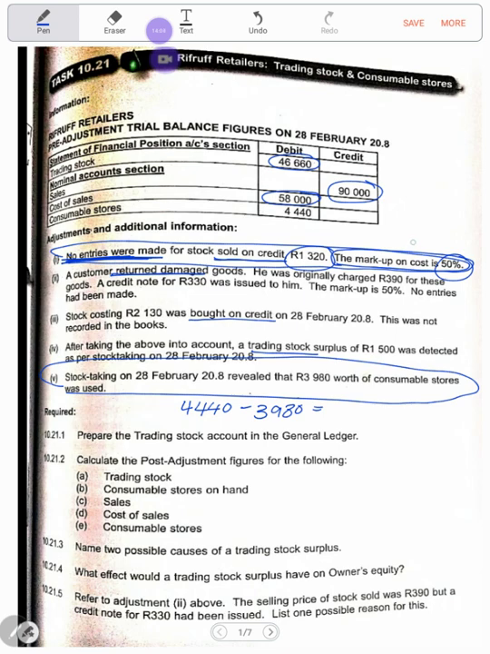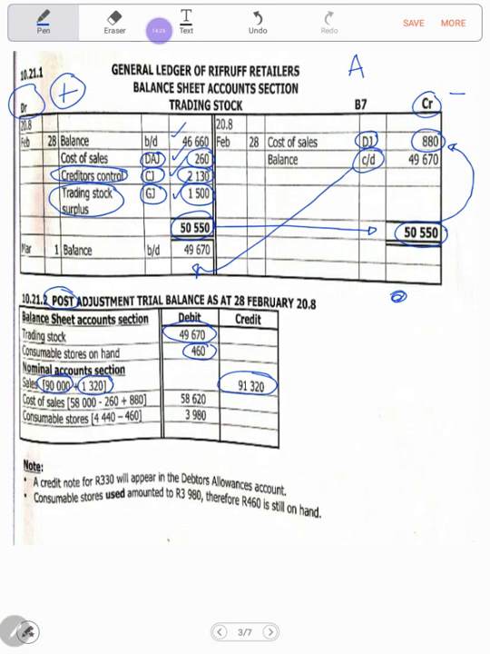And we worked out this cost price to be 880. Remember, grade 10, the next adjustment was also not recorded. I need the cost of sales amount, which was the 260. Again, this is not recorded. We need to record it in our adjustments over here.